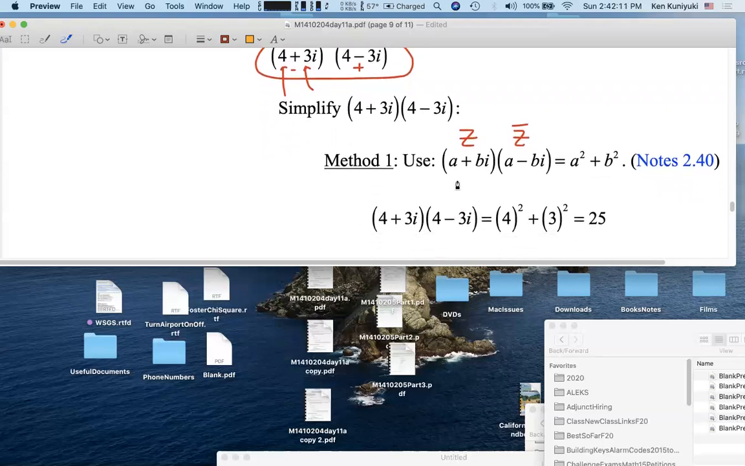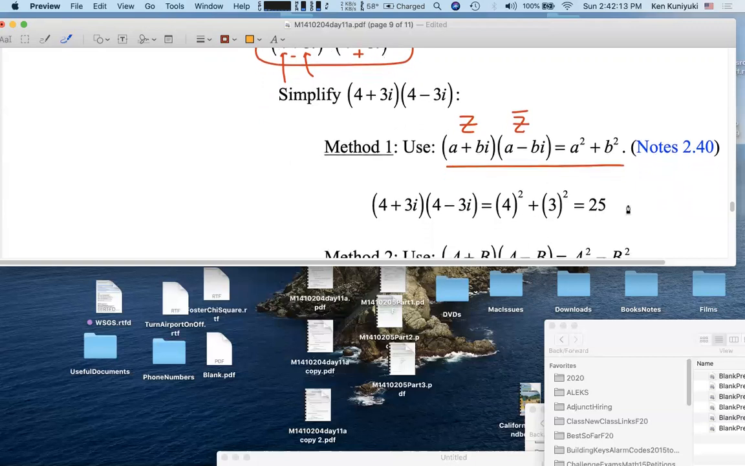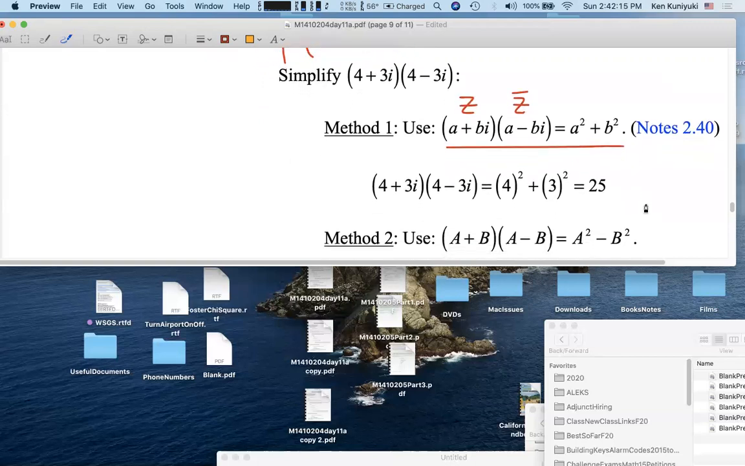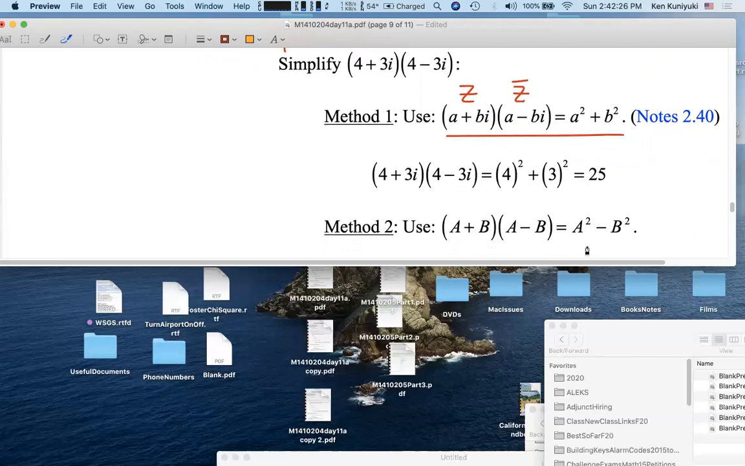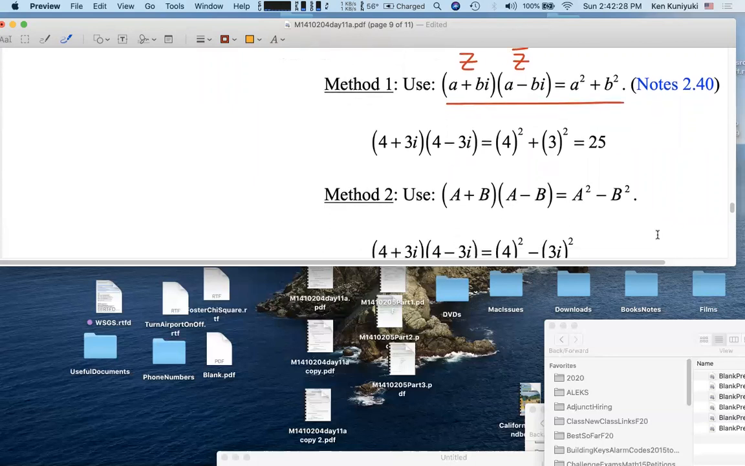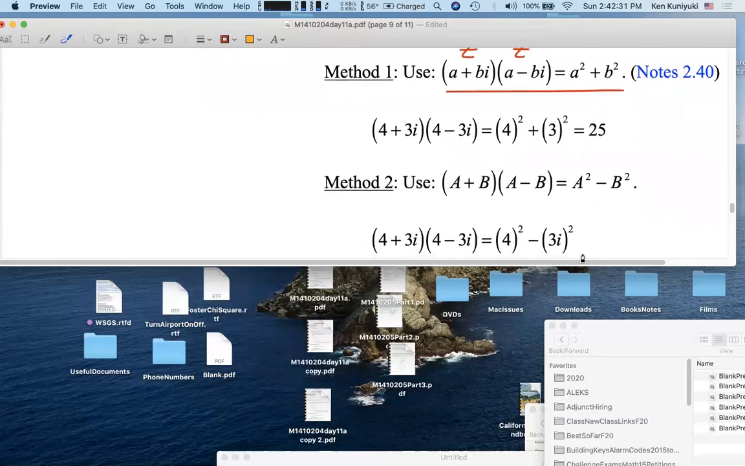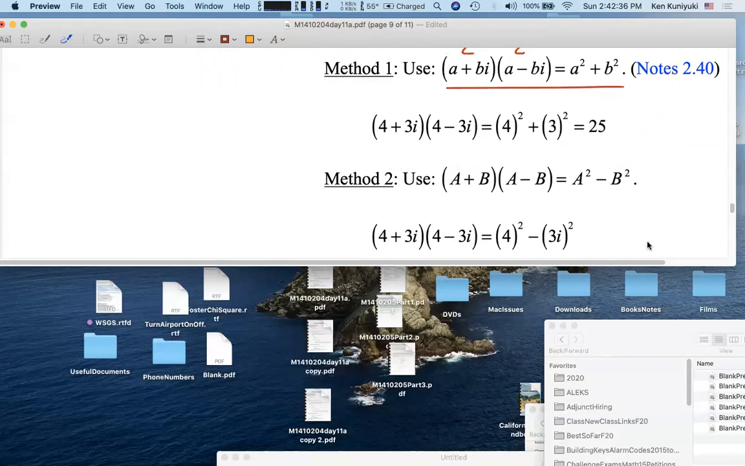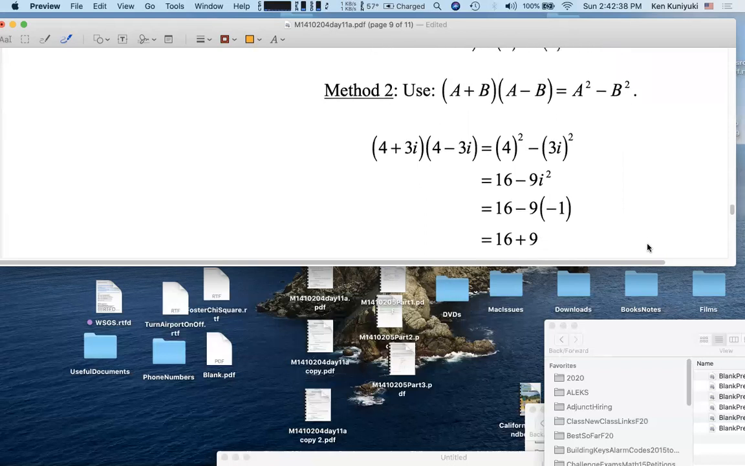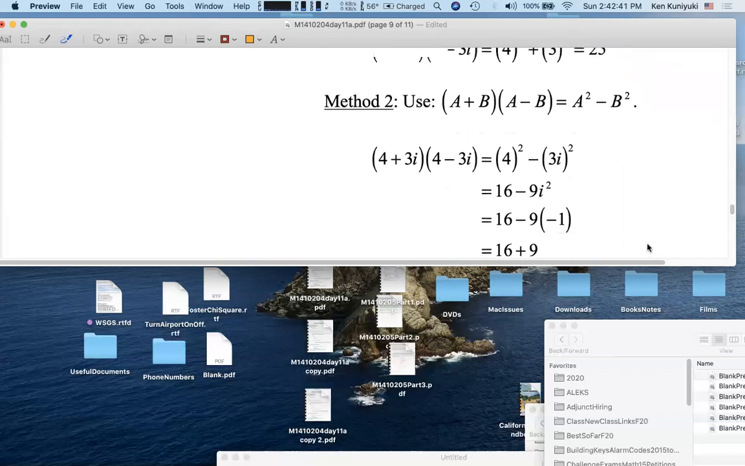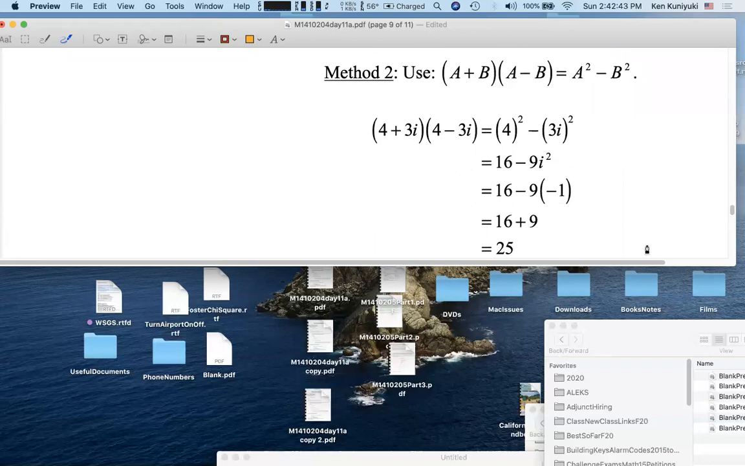Now, if you're not comfortable using that rule, that's okay. You could use a more old school rule, such as this. Anytime you take the sum times the difference of the two same guys, you're going to have a squared minus b squared. The first guy squared minus the second guy squared. All right, so you get the square of 4 minus the square of 3i. That's fine. And that works out to be, in the end, 25. Of course, just like before, you should get the same simplified form for the denominator using all these methods.